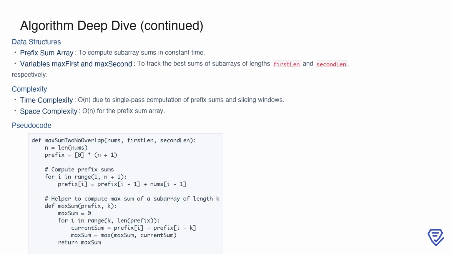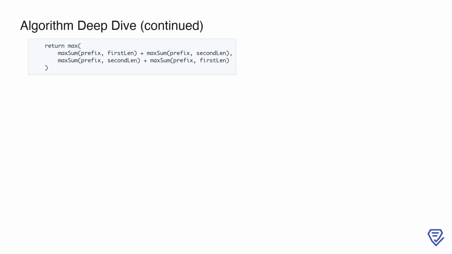The pseudocode for this algorithm first initializes the prefix sum array, then defines a helper function to compute the maximum sum of a subarray of a given length. Using this helper, we compute the maximum possible sums for both configurations where one subarray comes before the other. Finally, the solution returns the higher of the two possible combined sums: the sum of the firstLen subarray followed by the secondLen subarray, or the sum of the secondLen subarray followed by the firstLen subarray. This ensures that we account for both possible orderings of the two subarrays, guaranteeing that the optimal configuration is chosen. This concise logic leverages the prefix sum array and helper function to keep the implementation efficient and clear.